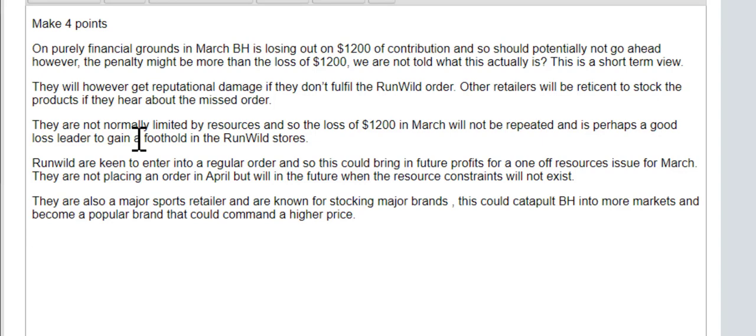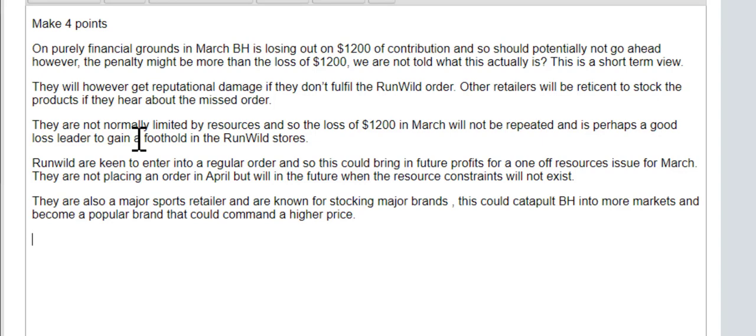And notice I haven't just stated them, I've explained them in a long sentence. Please don't just state your points. Please don't put reputational damage if they don't fill the order. You don't explain that, have you? So really be focused on how you write and plan the answer carefully so that you get those 4 points out quickly and explained in the right way.